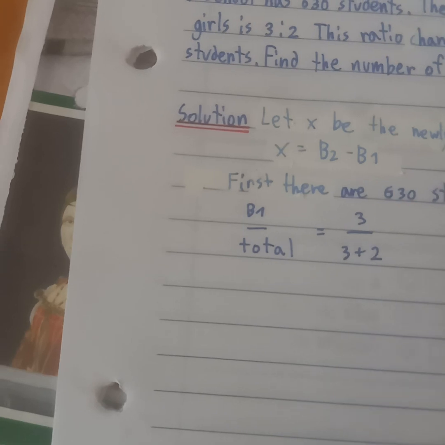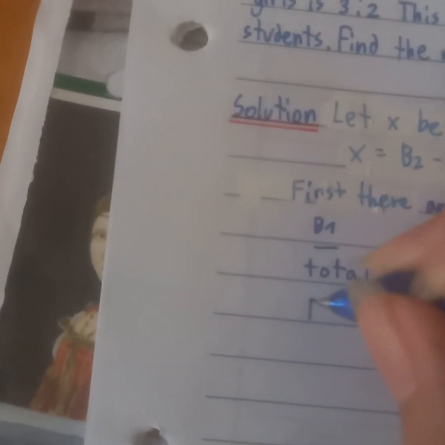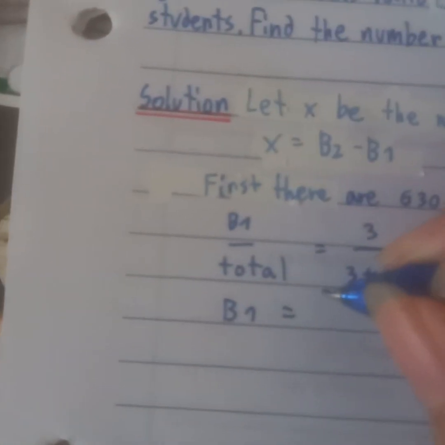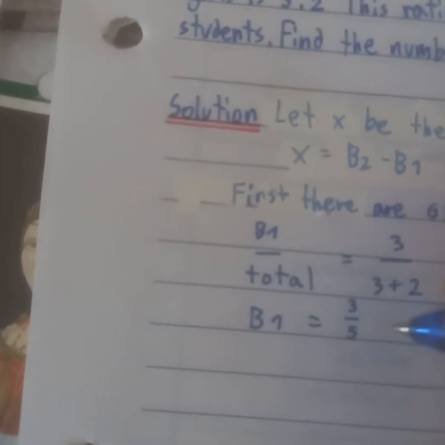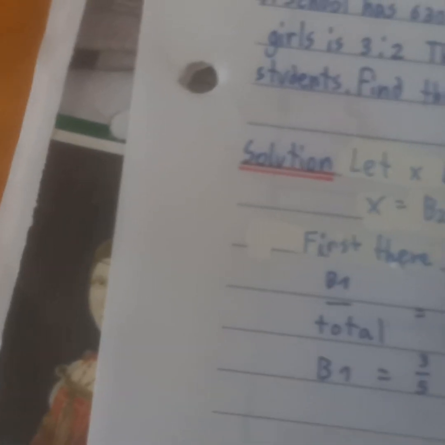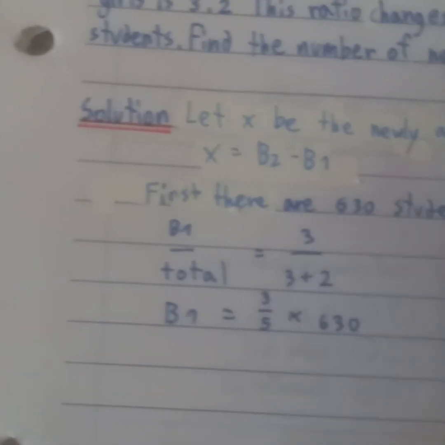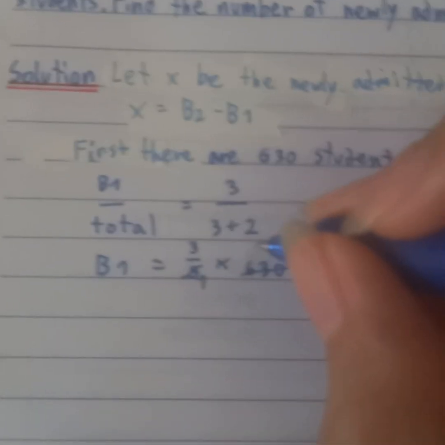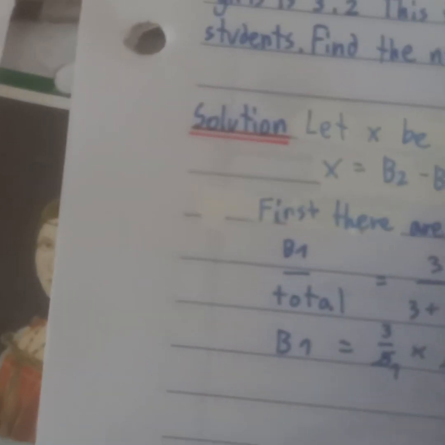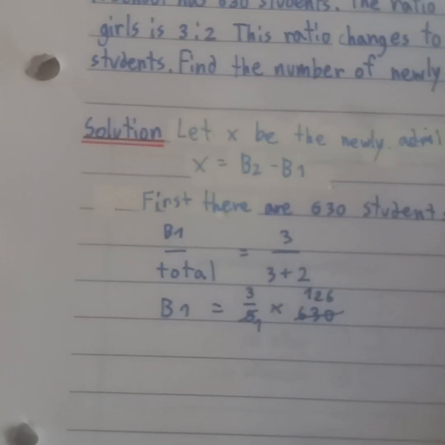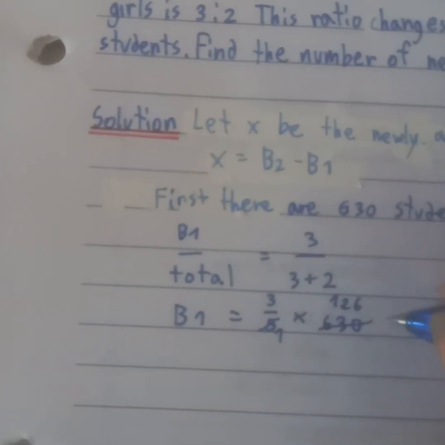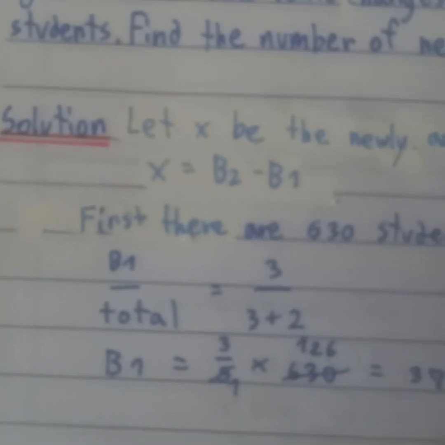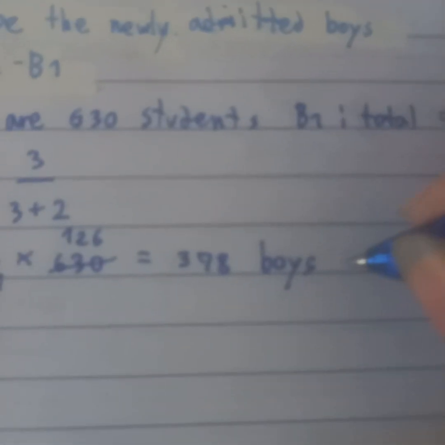So after calculating, we can write B1 equals 3 over 5 times the total, which is 630 students. Now we can divide 630 by 5, which is 126. 126 times 3 equals 378 boys. Now that is B1.